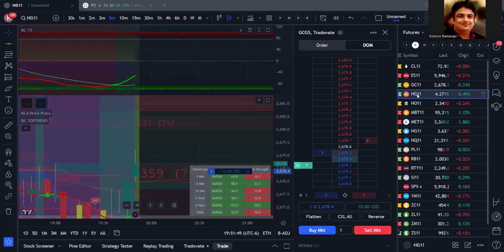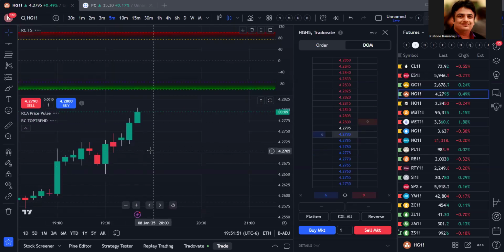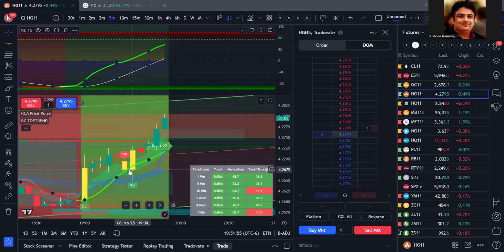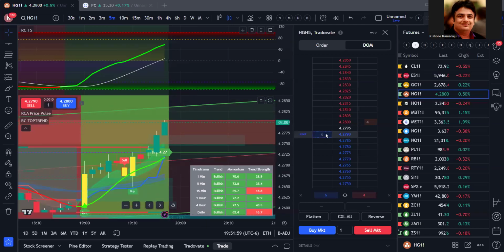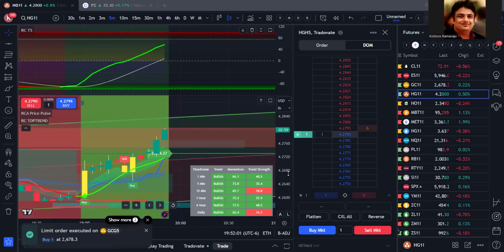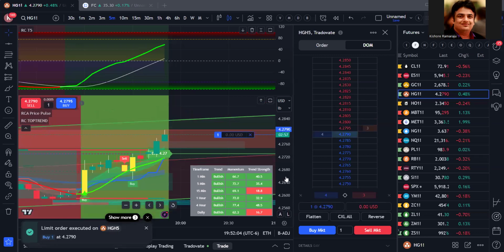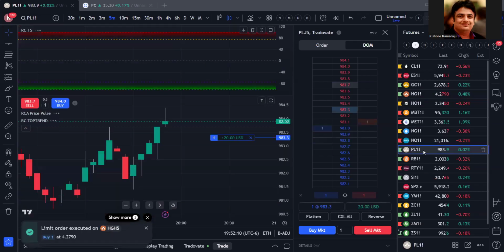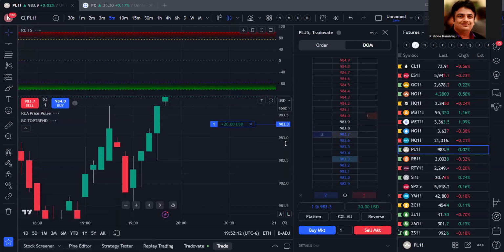If I go to copper, you can say copper is moving very well. Again, whenever you get a pullback, it is always better to enter when you get a red candle. So your GC, copper, platinum, platinum is also making profits.